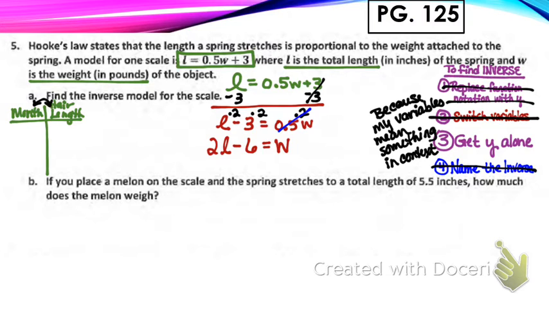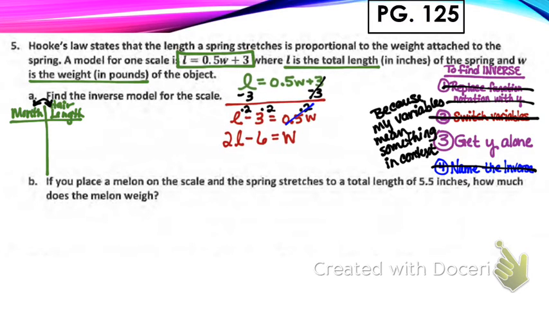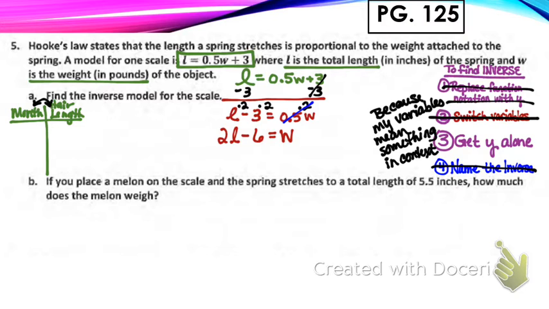The only thing I'm going to do when my variables have meaning is undo all the operations that have been done. So this would be W equals 2L minus 6. Yep, 2 times the length minus 6 equals the weight. That's absolutely correct.